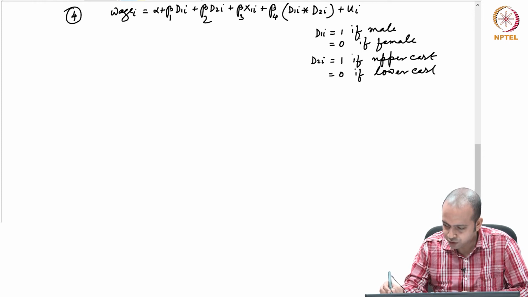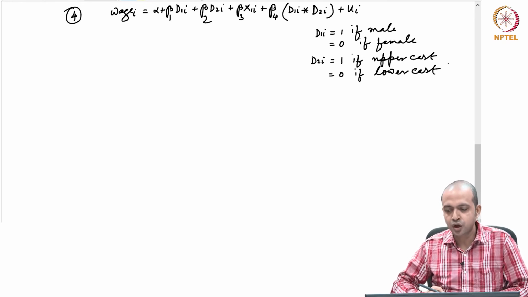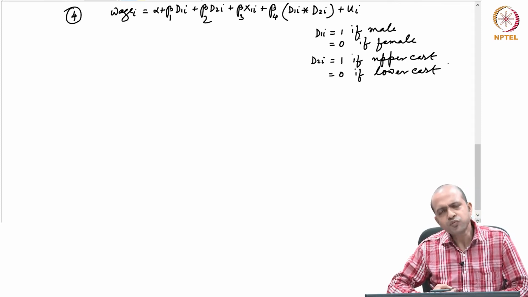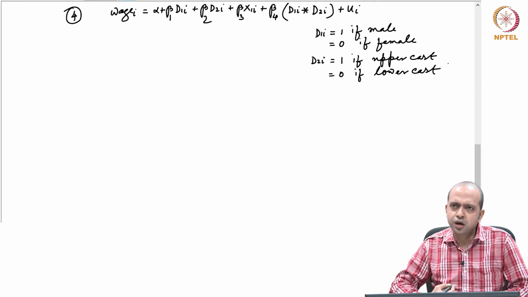We assume that there are only two castes available, upper caste and lower caste, and two categories for gender also, male and female. Okay. Why have we introduced this type of model? We have introduced it because our assumption is that the gender discrimination for the upper caste is significantly different from the gender discrimination for the lower caste.